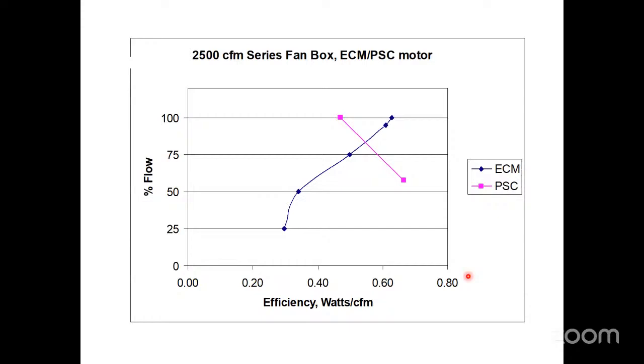ECM motors are definitely more efficient. However, if you run them at absolute max capacity, an ECM motor is actually less efficient than a PSC. It's just that we don't have a need to run them at max capacity, so this is not a problem.